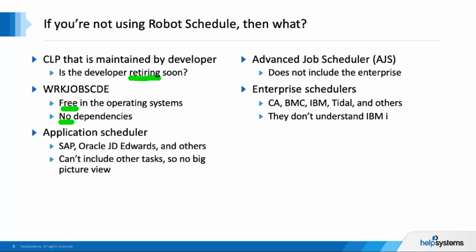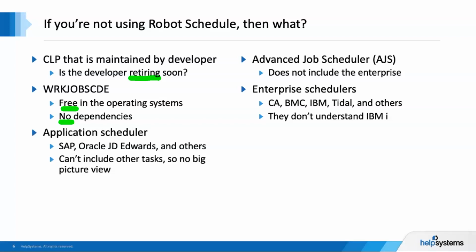What else do we see? Application scheduler. We come across this quite often. These are often built into the application itself, often an ERP solution, and designed to run jobs pertinent to that application, not to run jobs for other applications residing on the same system. And if I'm honest, these application schedulers tend to be quite limited. They tend to offer not much more flexibility than work job scheduled entries, to be honest.